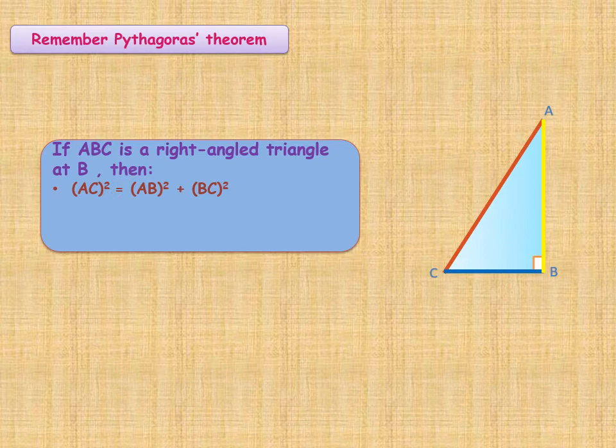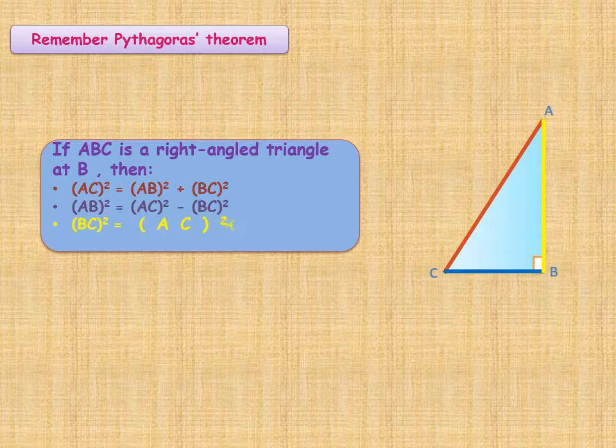What about the two legs? If I need to find one of the two legs, AB or BC, I'm going to subtract. AB squared will be AC squared minus BC squared. Of course, squared means power 2. Since I'm subtracting, I start with the greater one, AC, because AC is the greatest side in the triangle. Finally, BC squared equals AC squared minus AB squared.